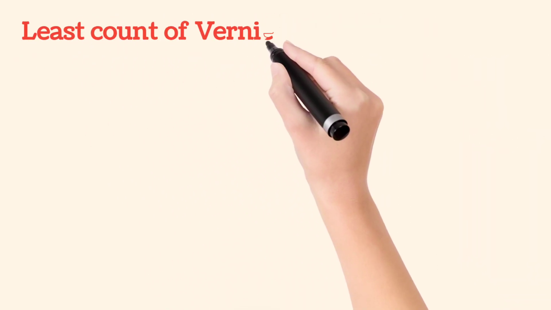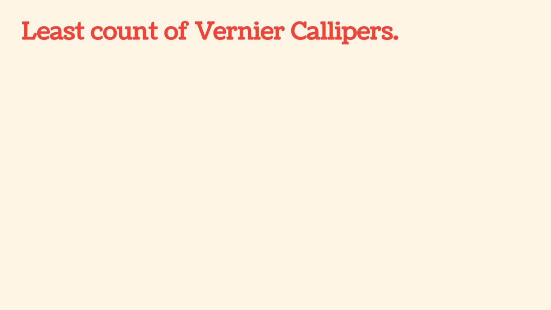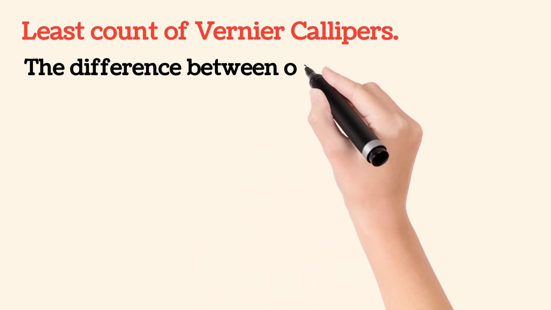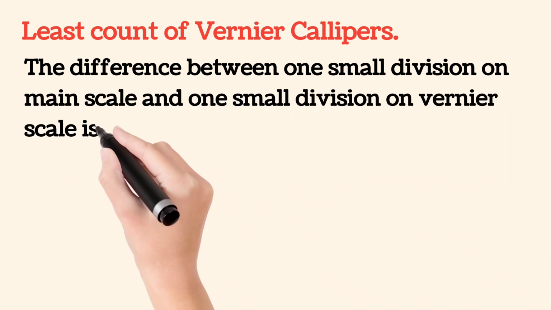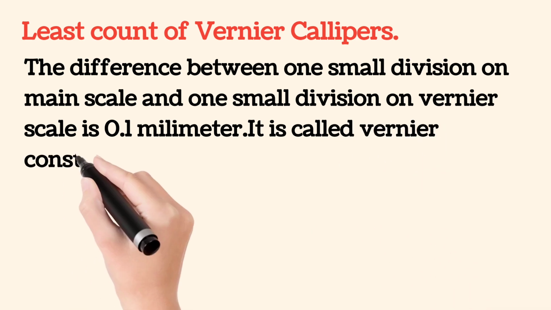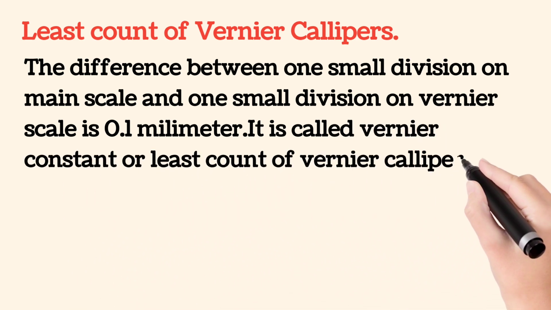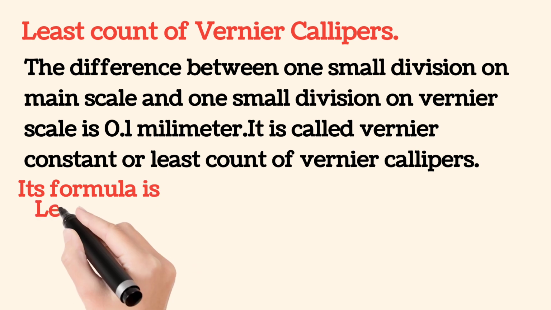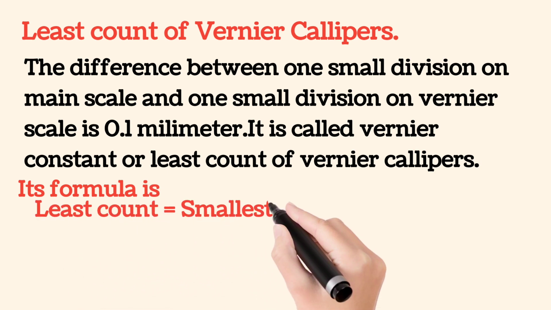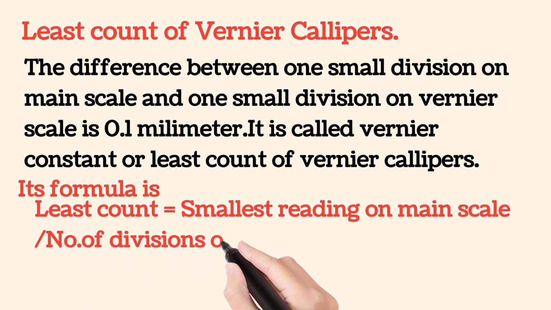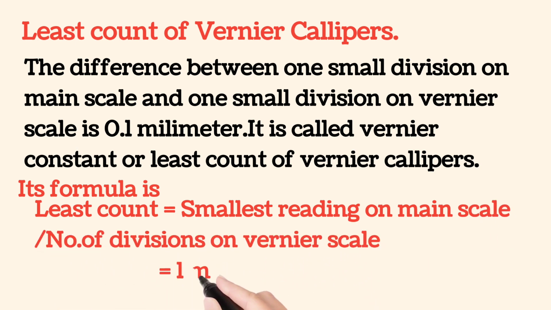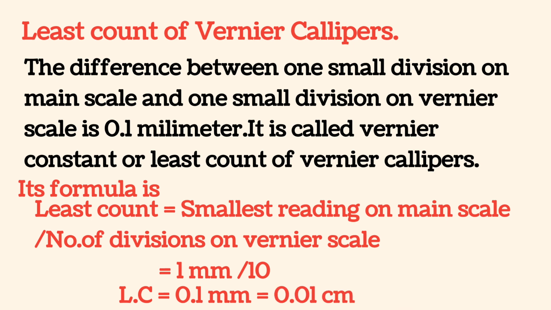Least count of Vernier Callipers. It can be defined as the difference between one small division on main scale and one small division on Vernier scale, which is 0.1 mm. It is called Vernier constant or least count of Vernier Callipers. Its formula is: least count is equal to smallest reading on main scale divided by number of divisions on Vernier scale. That is equal to 1 mm divided by 10. Least count is equal to 0.1 mm or equal to 0.01 cm.